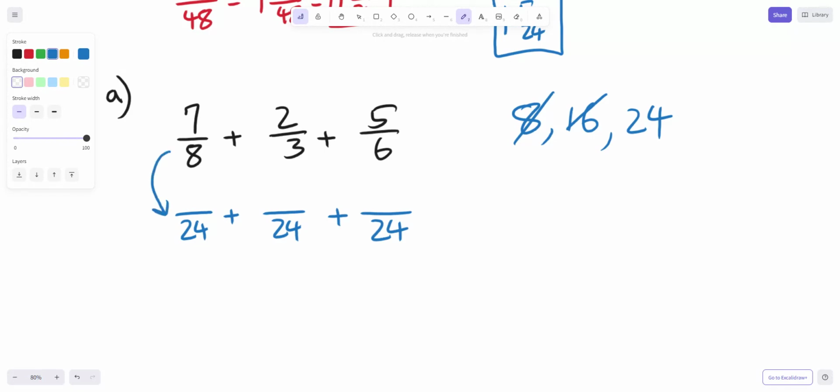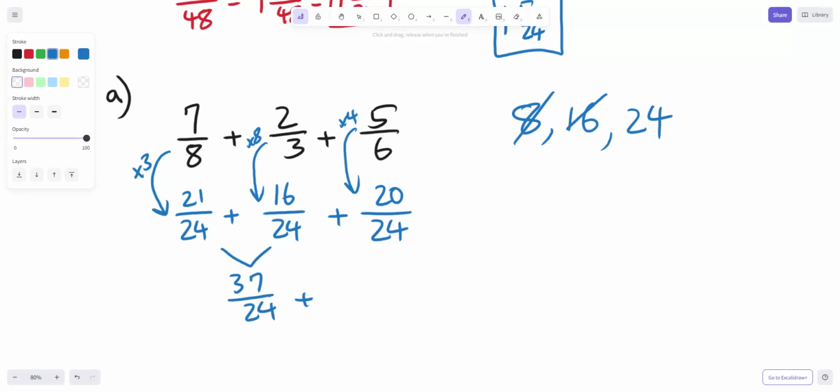This is times 3, so 7 times 3 is 21. Here we have times 8, so 2 times 8 is 16. Here is times 4, so 5 times 4 is 20. Left to right, 21 plus 16 is 37 over 24 plus 20 over 24. That's 57 over 24. Oh my gosh. That's what, 2 and 9 over 24? Which can be simplified to 2 and 3 over 8.